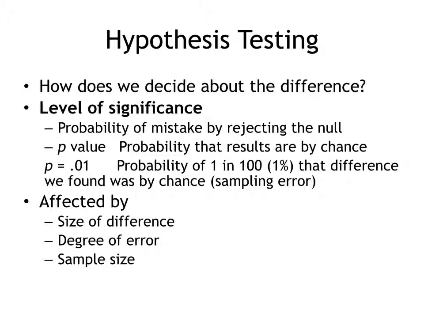But the probability that you end up with is affected by several things. It's obviously affected by the size of the difference. If the difference between the groups is really, really tiny and very hard to detect, then you've got to be willing to accept a larger probability of making a mistake if you're going to see anything. It's also affected by the degree of error, how much error there is in the sampling that we're doing. And that's an unknown.